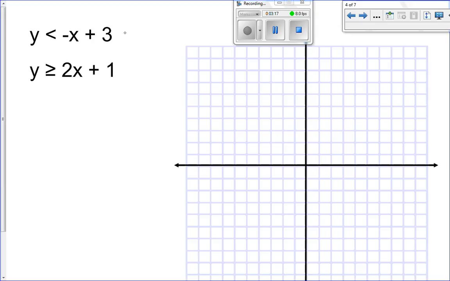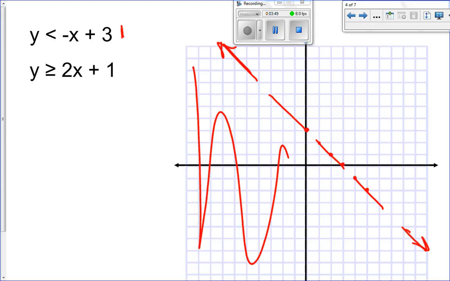So y is less than negative x plus 3. I'm going to do that in red. I'm going to start at positive 3. And the slope is negative 1, so I'm going to go down 1 over 1, down 1 over 1. And it's less than, so it's going to be a dashed line. And that's what our line looks like. And it's less than, so it's everything below the line.